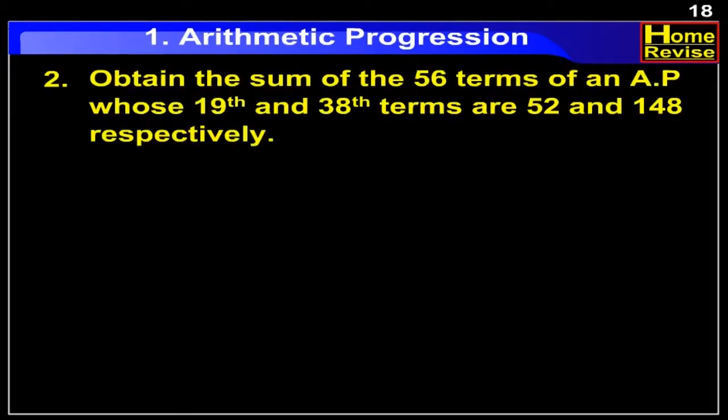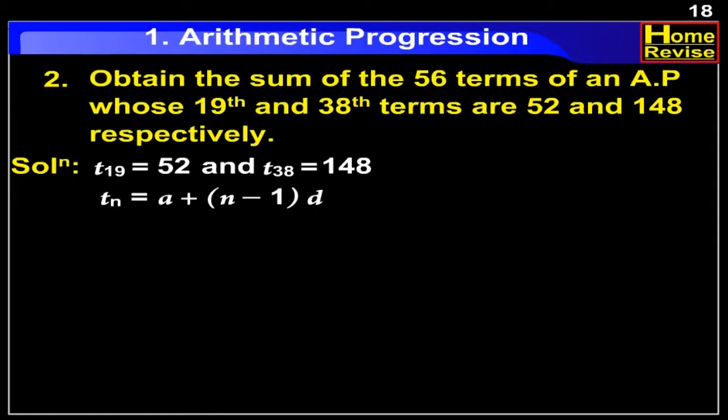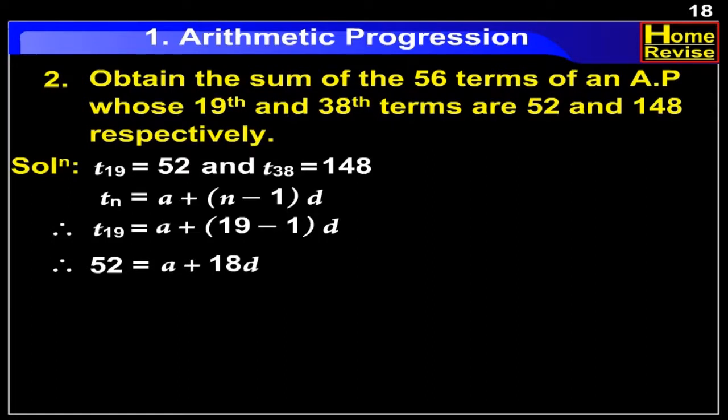Obtain the sum of the 56 terms of an arithmetic progression whose 19th and 38th terms are 52 and 148 respectively. Solution. It is given that T19 is equal to 52 and T38 is equal to 148. Now, we know that Tn is equal to A plus n minus 1 into D. Therefore, T19 is equal to A plus 19 minus 1 into D. Therefore, 52 is equal to A plus 18D. Let this be equation number 1.